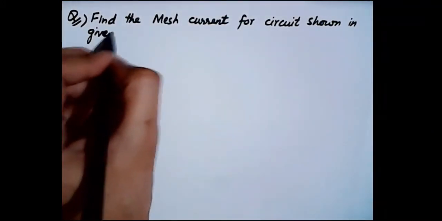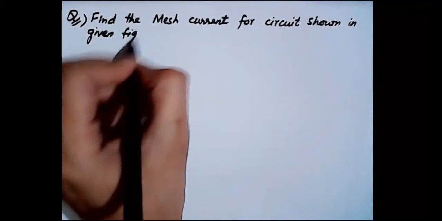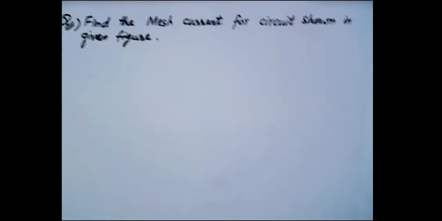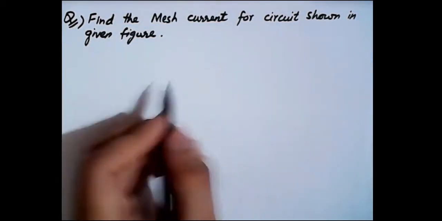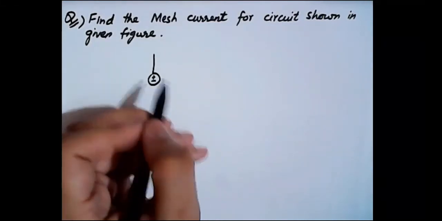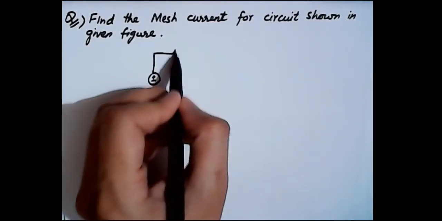And let me remind you again that you have to identify yourself whether mesh or super mesh analysis will be involved. It is not necessary that it will be mentioned that you have to apply super mesh analysis. You have to identify yourself by looking at the nature of the current source present in the circuit. So let me draw the circuit.